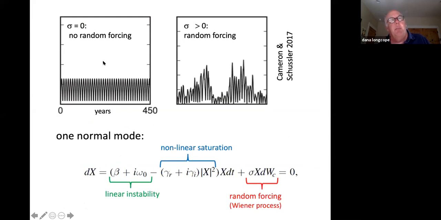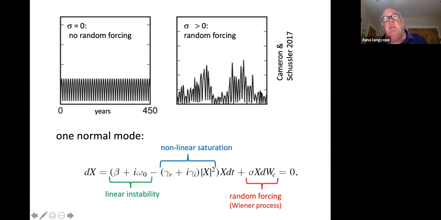And this is a picture, it's not a cartoon. This is a solution of a differential equation from Cameron and Schüssler to a simple one degree of freedom problem. It's actually two degrees of freedom because it's a complex variable, which basically describes a linear instability and some nonlinear saturation term. Then they supplement this by saying the ingredients in this dynamo come from turbulence, and so there's some amount of randomness. If they put in some randomness, they get the kinds of long-term variations we see.